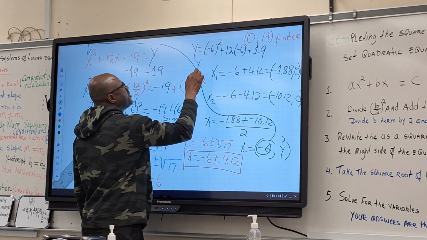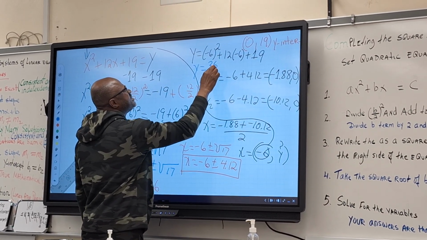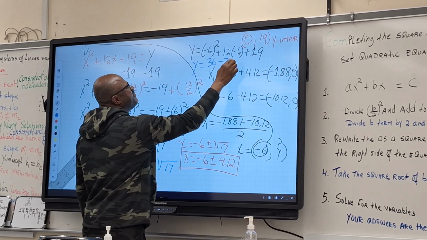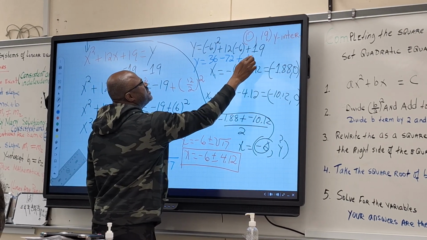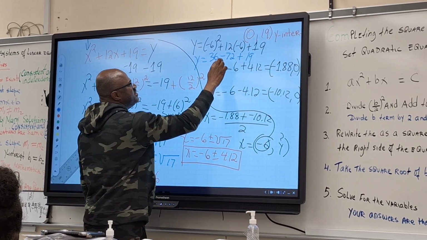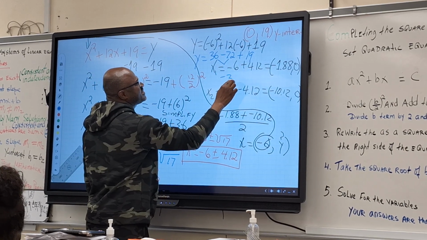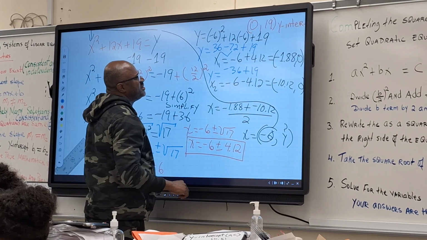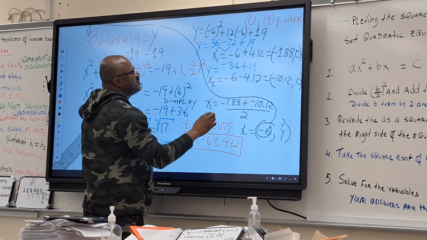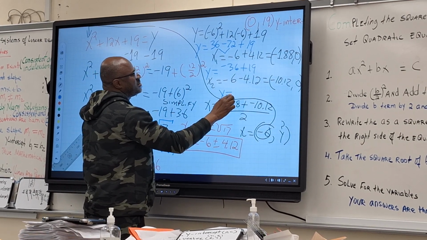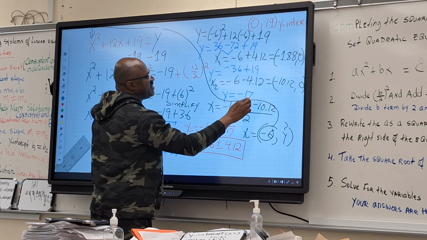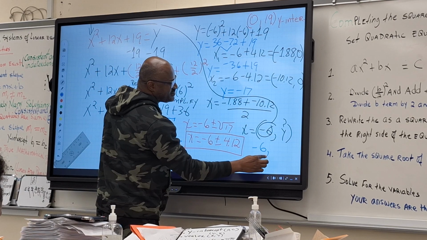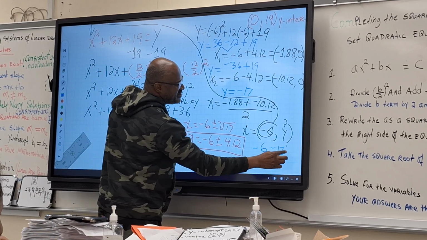Then you will have y equal 36. That is 12 times negative 6, which is negative 72, plus 19. This is an easy one. That's negative 36 plus 19 is equal to y. And this is what we find for y. What is it? Negative 17. Therefore, our vertex will be negative 6, comma, negative 17.